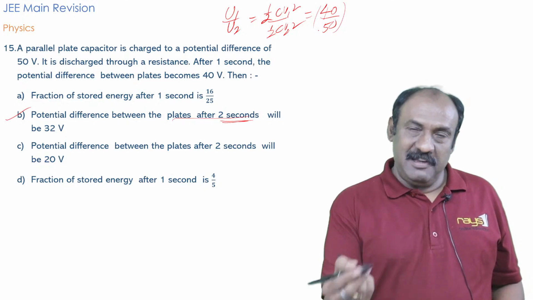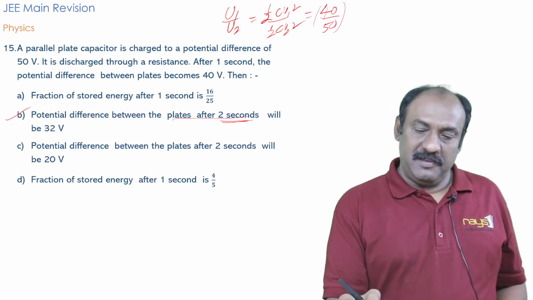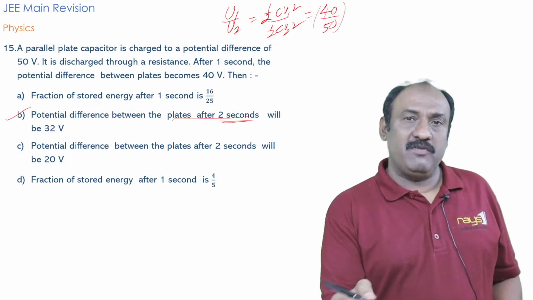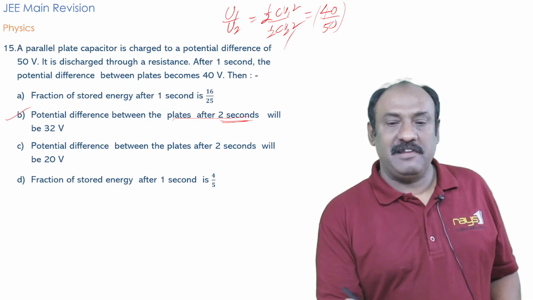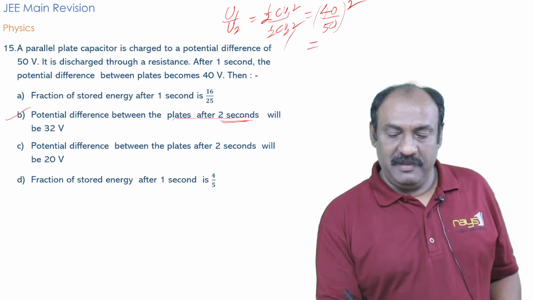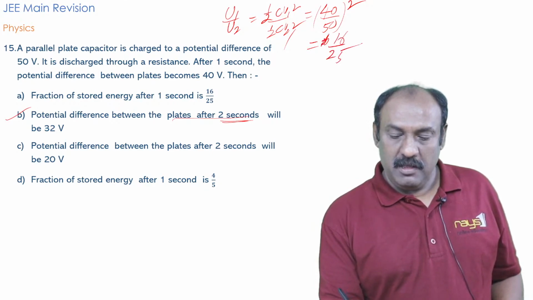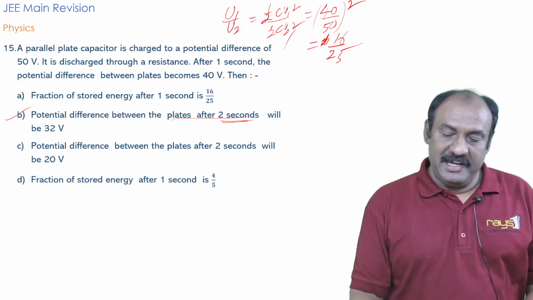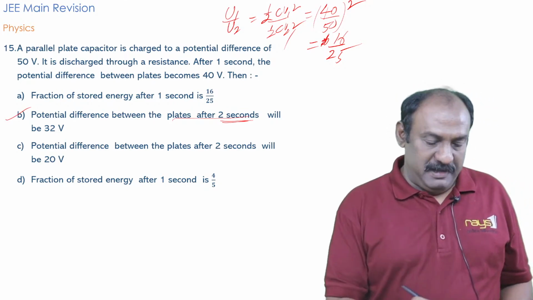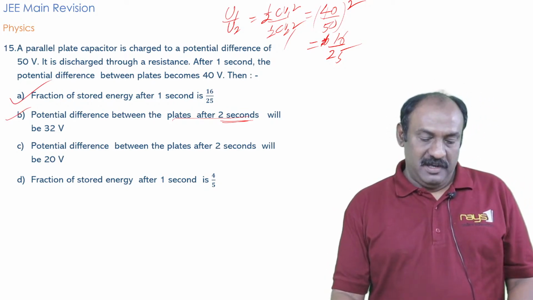Initially the potential is 50 volt. After 1 second, the potential is 40. So, it is squared, so from this it is 4 square, 16 by 25. So, the fraction of stored energy after 1 second is 16 by 25, which is also the answer for this question.